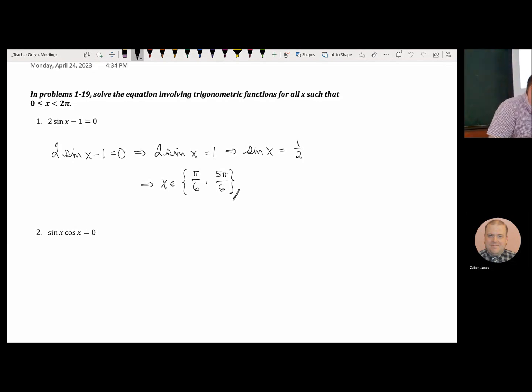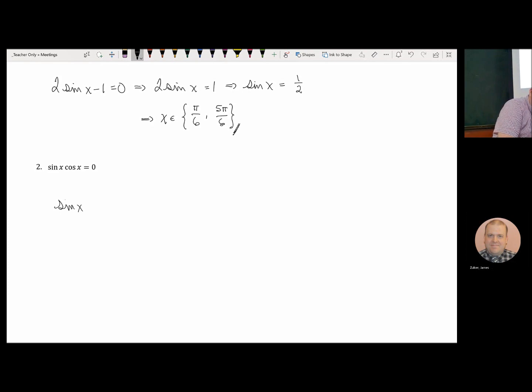Sine of x times cosine of x is equal to 0. Two ways we can go about this one. I'm going to go the obvious route. We have the product of two functions equaling 0. Remember, the zero property. If you take the product of real numbers and get 0, that means at least one of them must be 0. I am just going to use the shorthand. So sine x is 0 or cosine of x is 0.